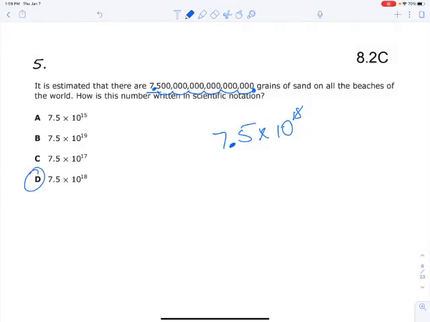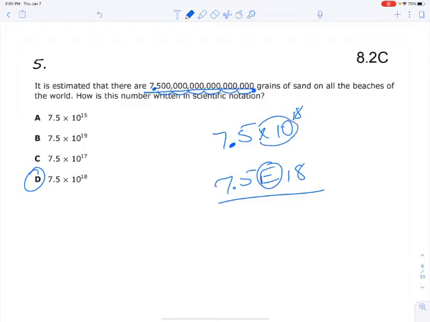Okay, now one way you can do this particular problem is if you do have a calculator. If you were to take this number right here and just type it into the calculator, when you hit enter, it would give you 7.5 E18. This is the way the calculator writes scientific notation. The E stands for the exponent, the times 10 to the. Okay, so that's all you have to really do.